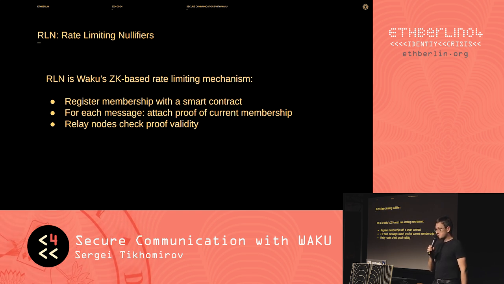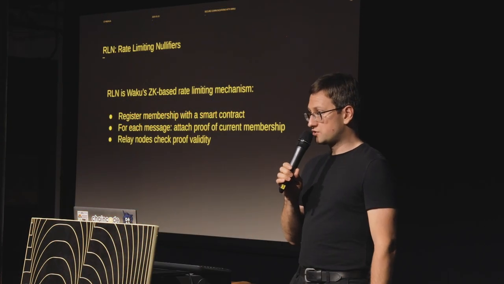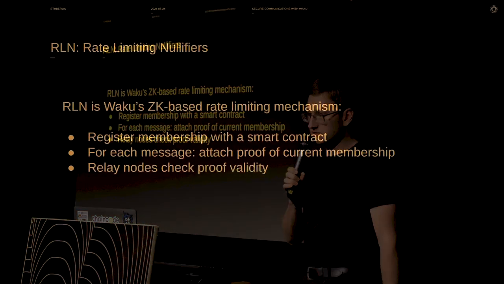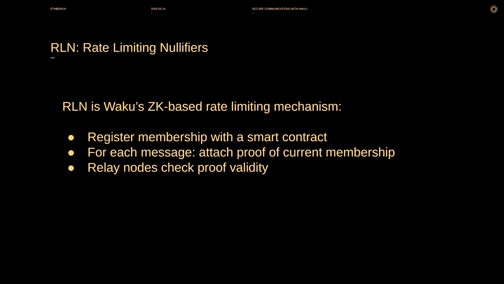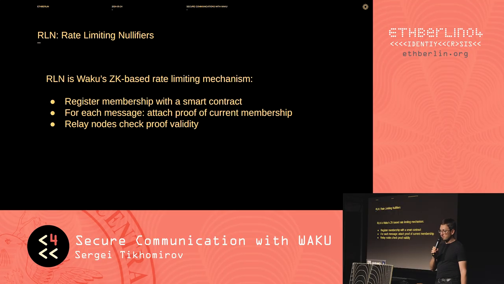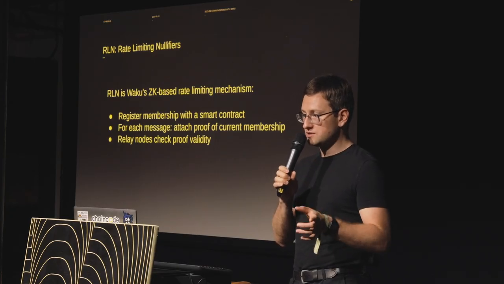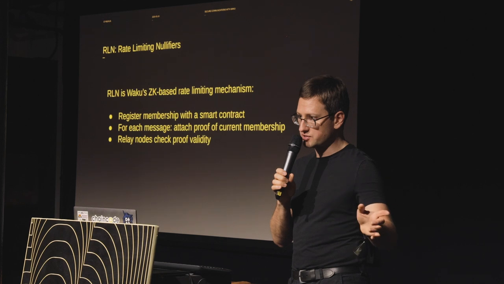Rate limiting nullifiers is Waku's approach for rate limiting. It is based on zero knowledge, and the mechanics generally are as follows. If you want to send a message to the network, first you must register with a smart contract on chain. Then, when you send a message, along with this message you send a zero knowledge proof that for the current epoch in time, you indeed are a member of the current membership set.